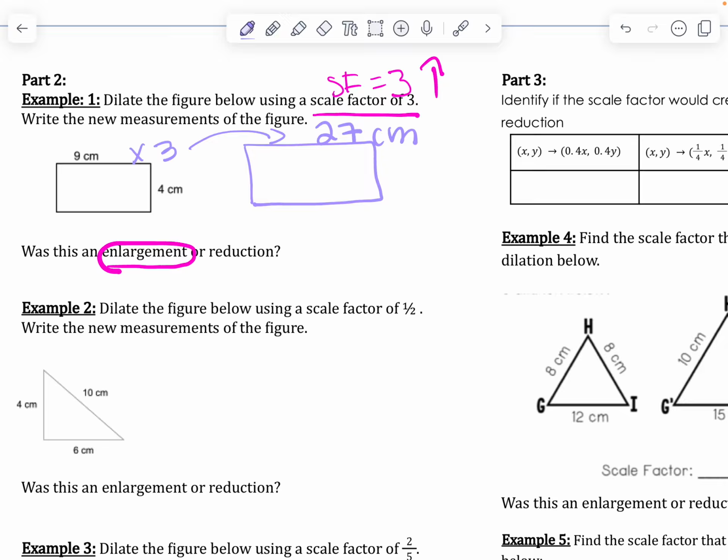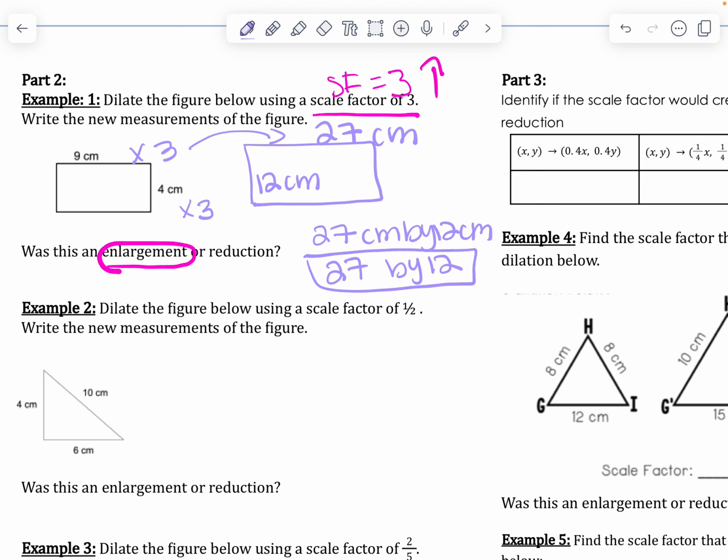I am going to do the same process with the width. My original is 4, and I'm going to do 4 times the scale factor, which is 3. So 4 times 3 is 12 centimeters. My new dimensions are going to be 27 centimeters by 12 centimeters. So basically 27 by 12. The numbers did get larger because my scale factor is larger than 1.